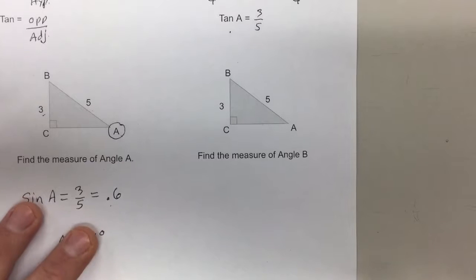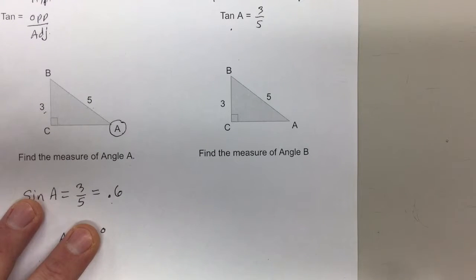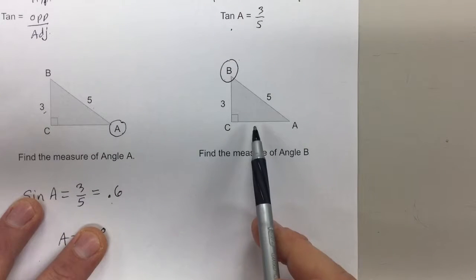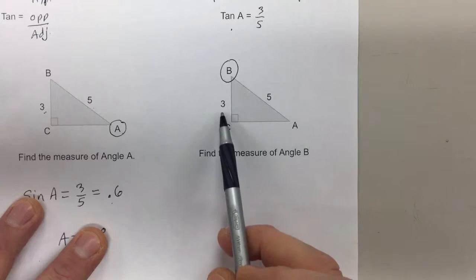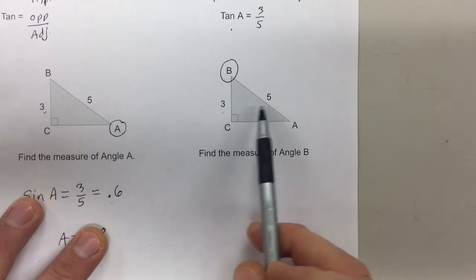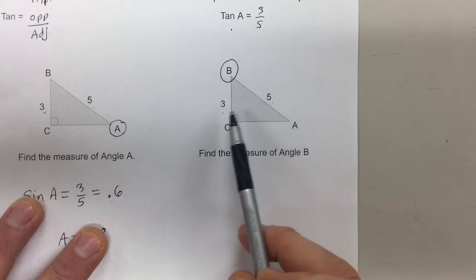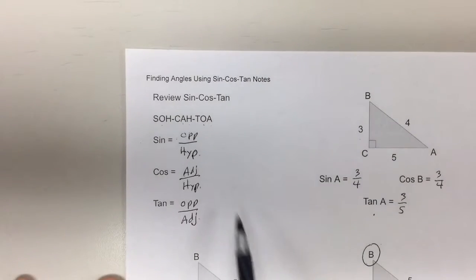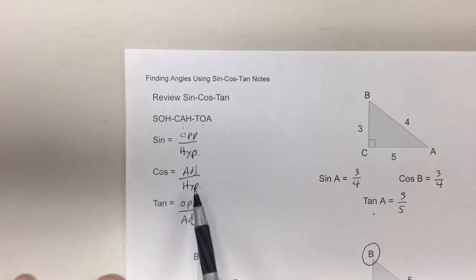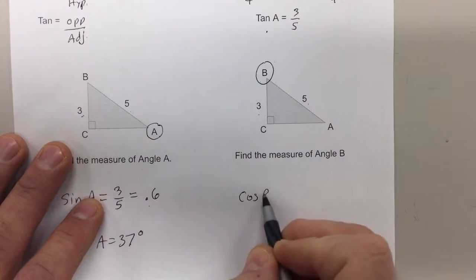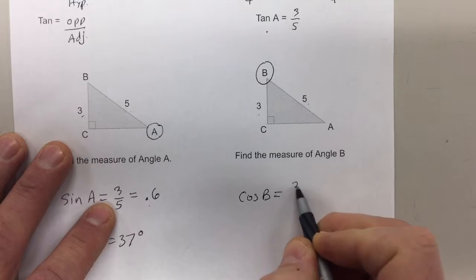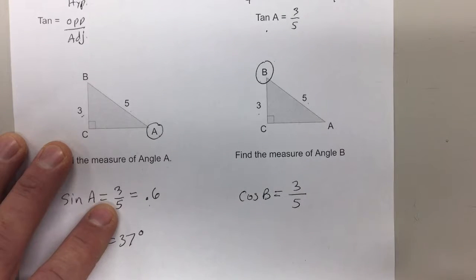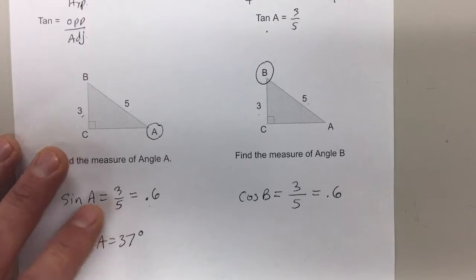Let's try another example. This says find the measure of angle B. So now I'm looking for angle B. Again, I survey the triangle and decide which two sides they have given me. Well, 3 is the adjacent side to angle B, and 5 is the hypotenuse. So I have adjacent and hypotenuse. Adjacent and hypotenuse suggests cosine. So I would write the cosine of angle B is equal to the adjacent side divided by the hypotenuse. Again, you always turn these into decimals, so take 3 divided by 5, and that's 0.6.